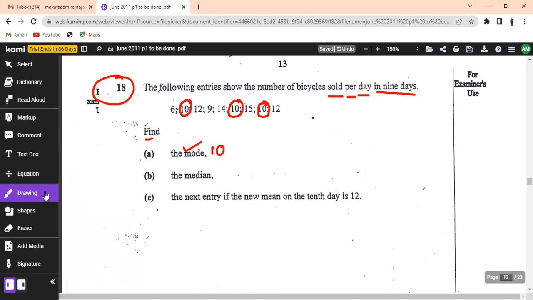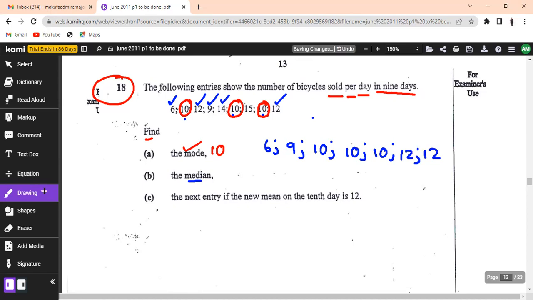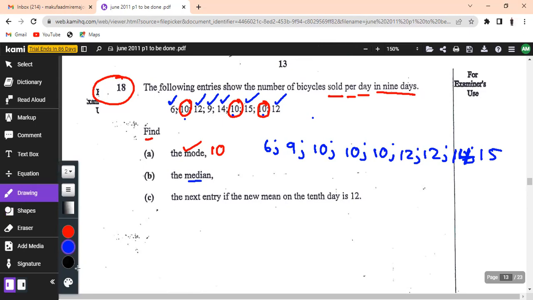And for us to find the median, we have to arrange our numbers in order of size. So I'm going to start with the smallest number, which is 6, followed by 9. Then 10. We said we've got three tens, so it's 10 here, another 10, and another 10. So there are three. Then we move on. We've got 12 and 12. What else do we have? We have 14, followed by 15. So the median, we are just going to take the number that is in between this.